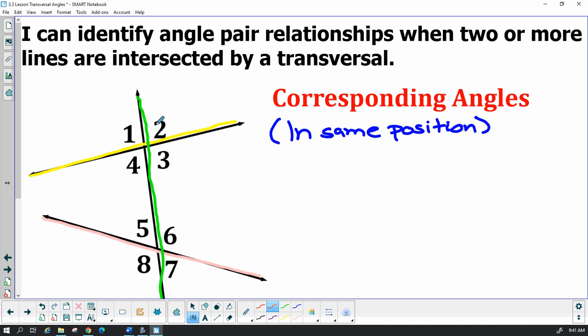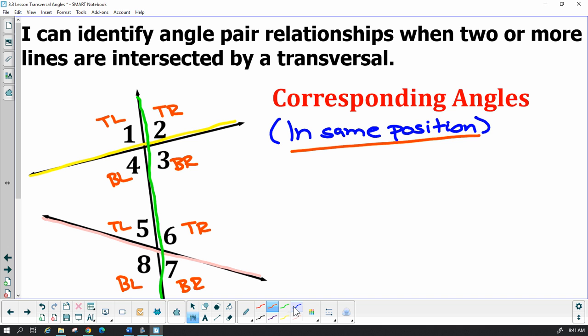When I look at the angles formed by my yellow and my green transversal, I have an angle here that is like the top left. This one is the top right. Here's the bottom left and the bottom right. And I have that same scenario here: a top left, a top right, bottom left, bottom right. And so corresponding means in the same position. I still want one angle that's formed by the yellow line and one angle that's formed by the pink line. I'm not specifying interior, exterior, same side, alternate side. I want them in the same position.